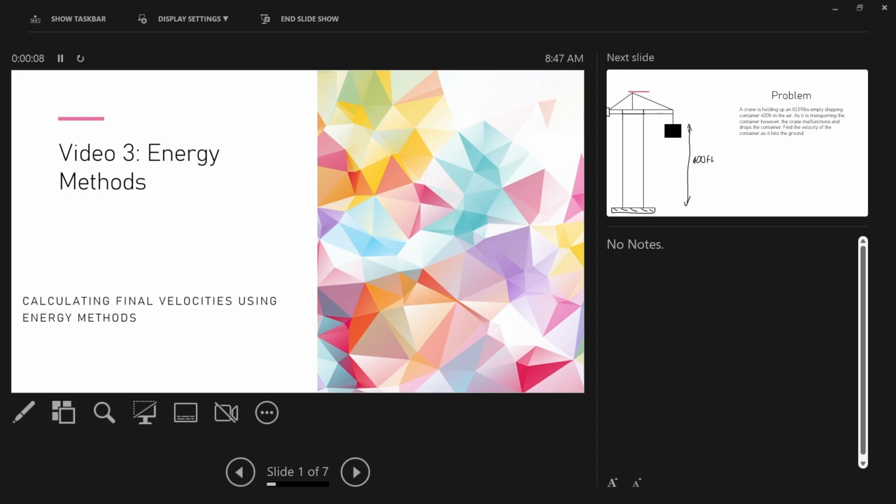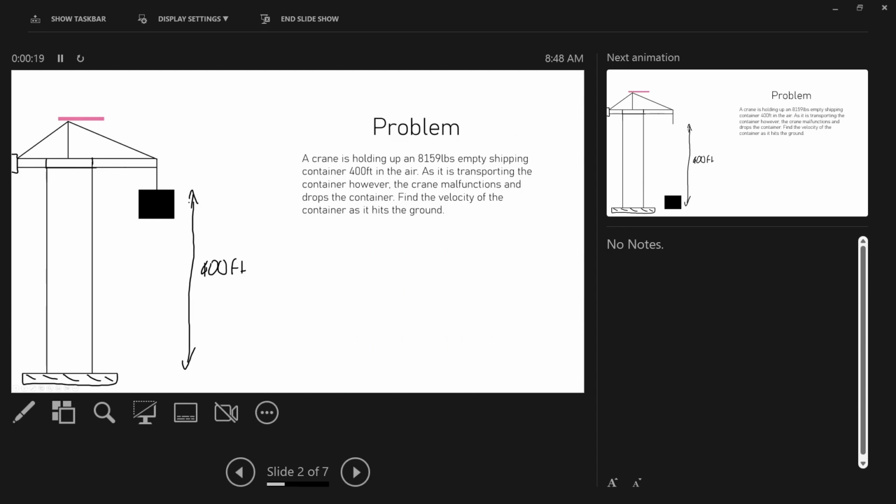This is my third assignment video on energy methods, and today I will be calculating the final velocities of an object using the energy method. Here's our problem statement. A crane is holding up an 8,159 pound empty shipping container 400 foot in the air. As it's transporting the container, however, the crane malfunctions and drops the container to the ground. And we are to find the velocity of the container as it hits the ground.